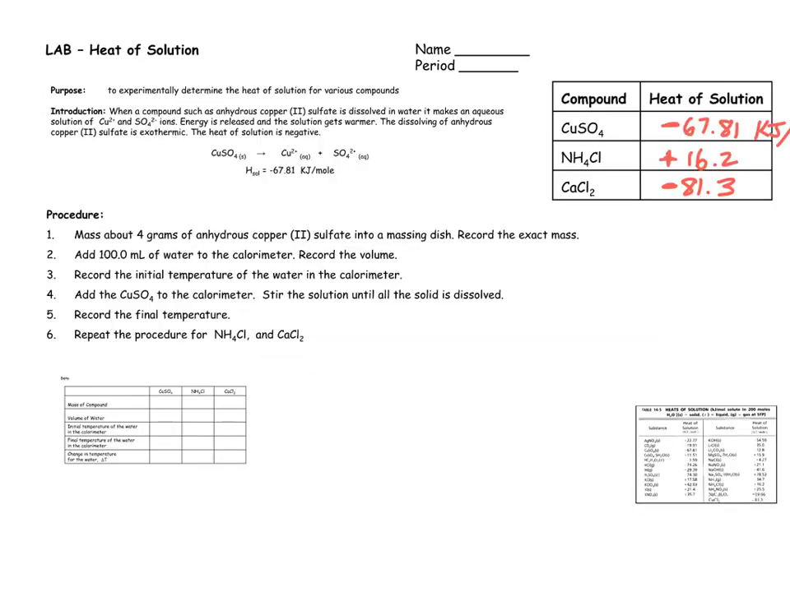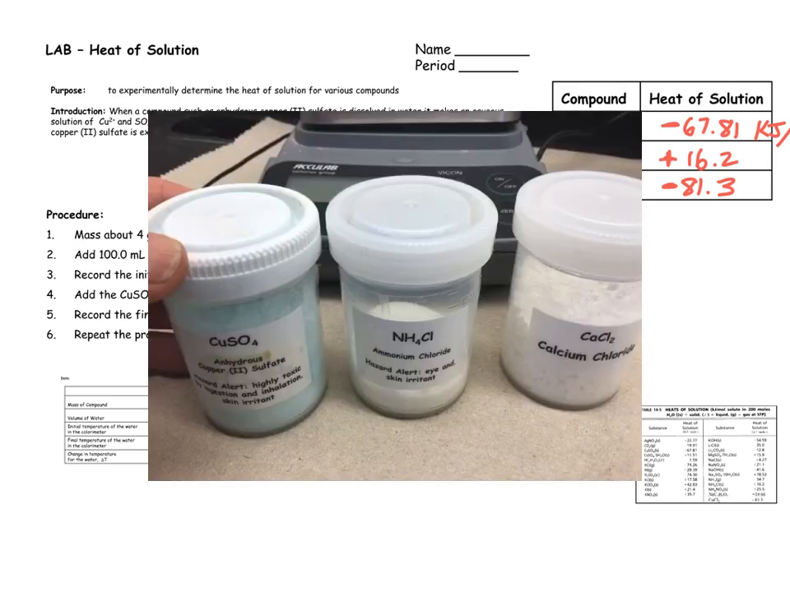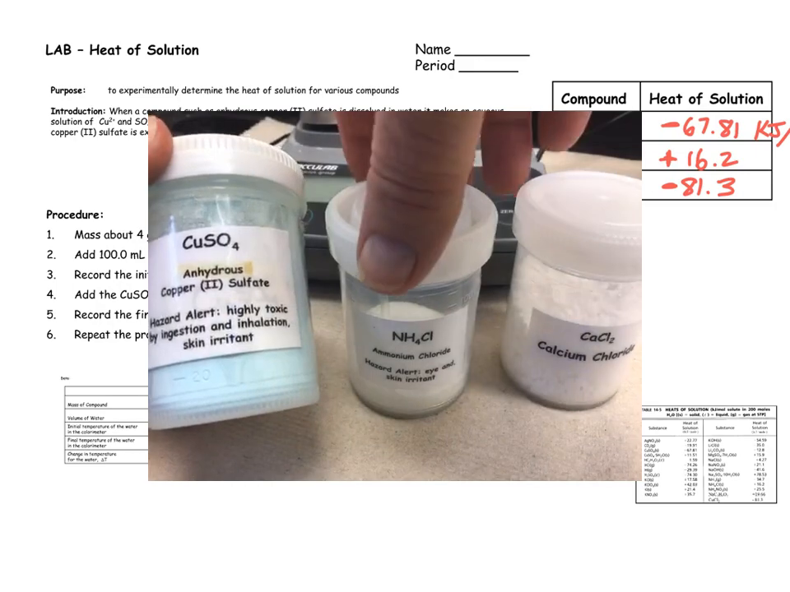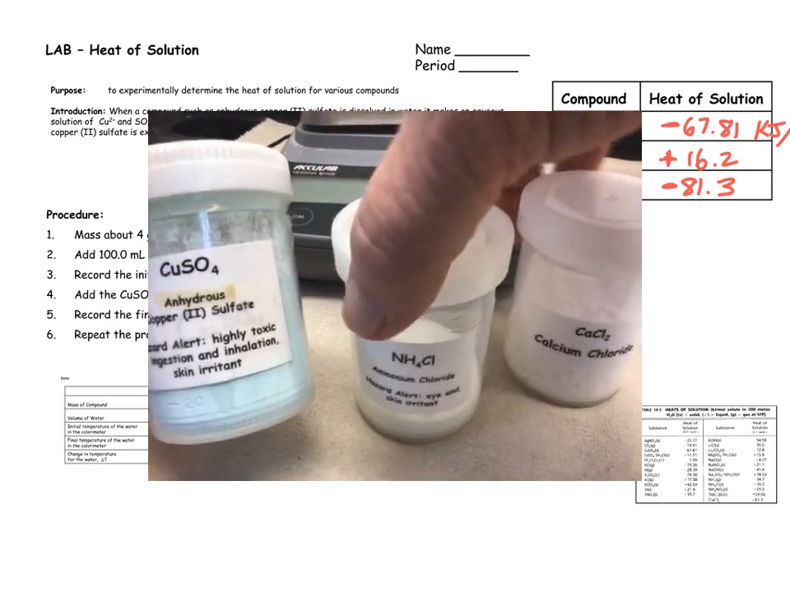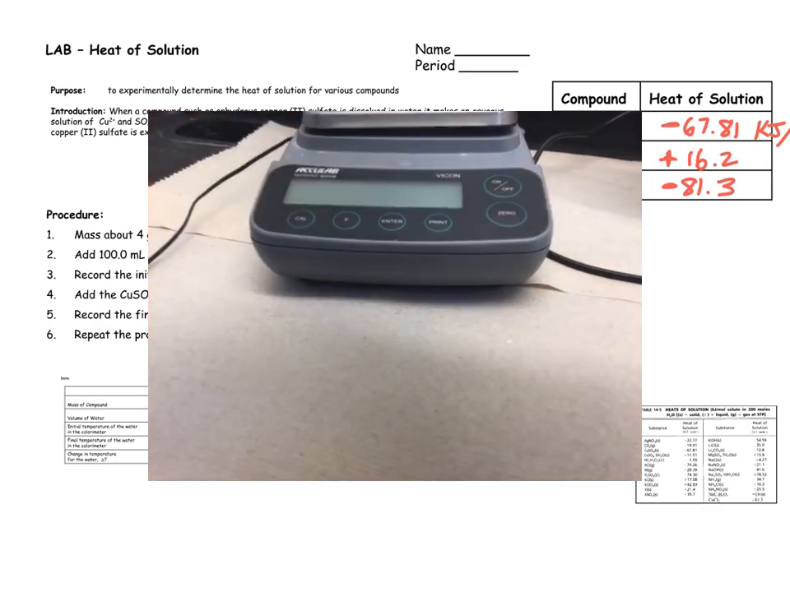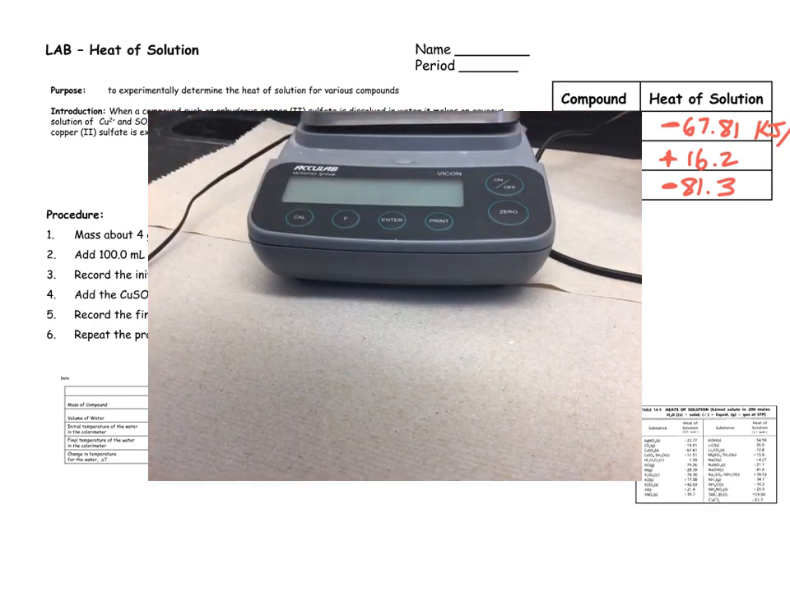Okay, let's take a look at the procedure. It says mass about 4 grams of anhydrous copper 2 sulfate. Add 100 milliliters of water to the calorimeter. Record the initial temperature. Add the copper sulfate to the calorimeter. Record the final temperature, and then repeat for the other 2 compounds. Here we have the 3 compounds we're going to use: copper sulfate, ammonium chloride, and calcium chloride. It says to put about 4 grams into a weighing dish.